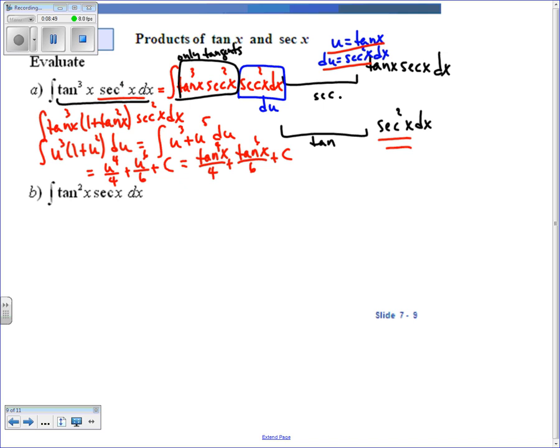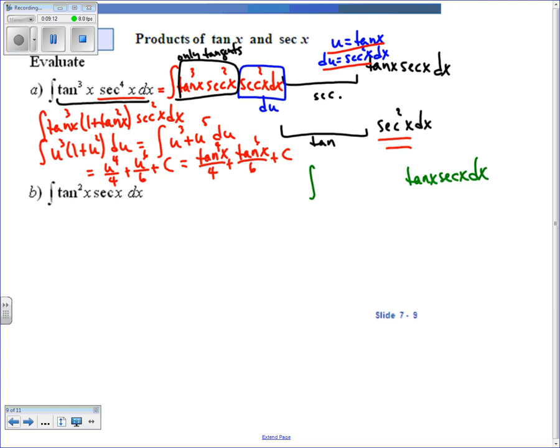Now this same problem, I could have broken it differently. The power of the secant was even, but the power of the tangent was odd, so I could have also broken off a tangent times a secant. So let's see what that would look like. I'm going to break off one tangent times a secant.